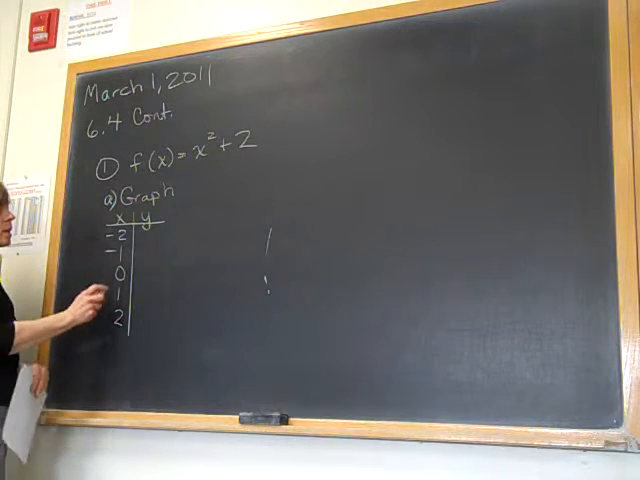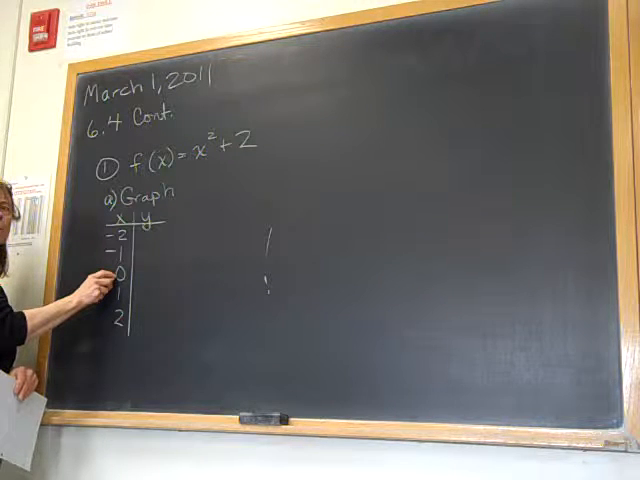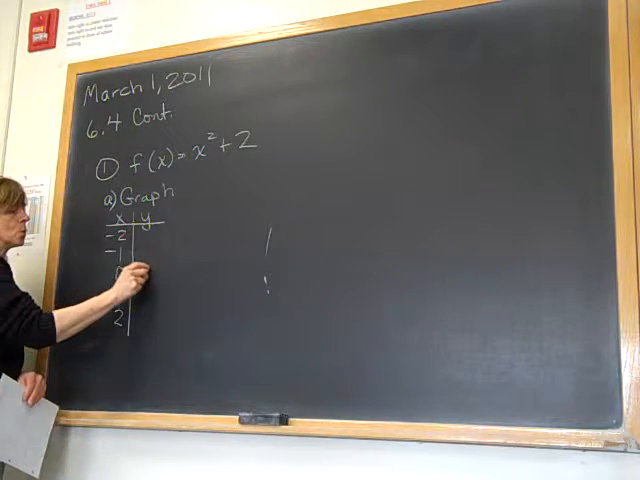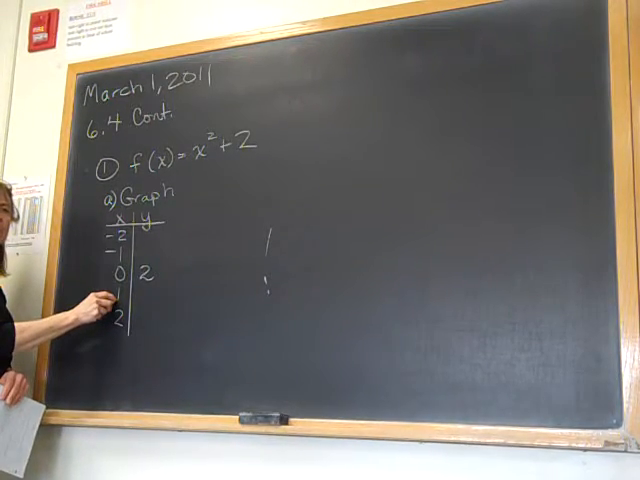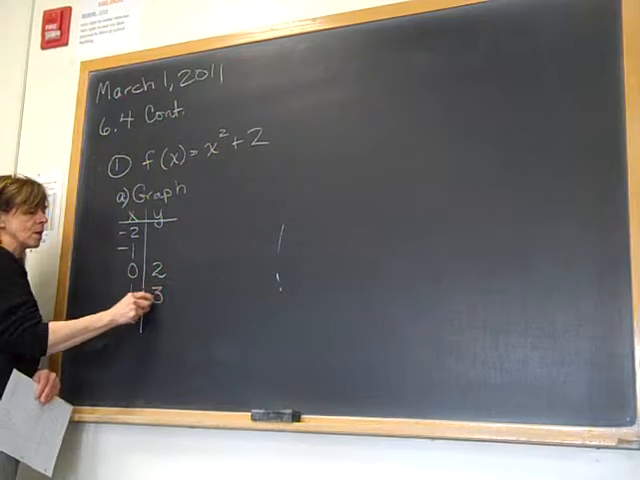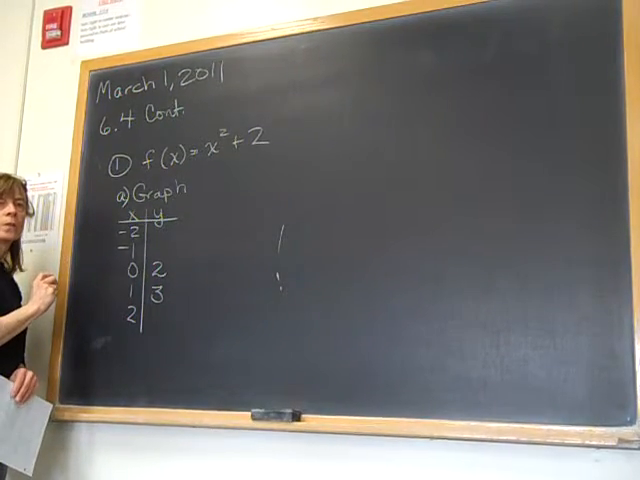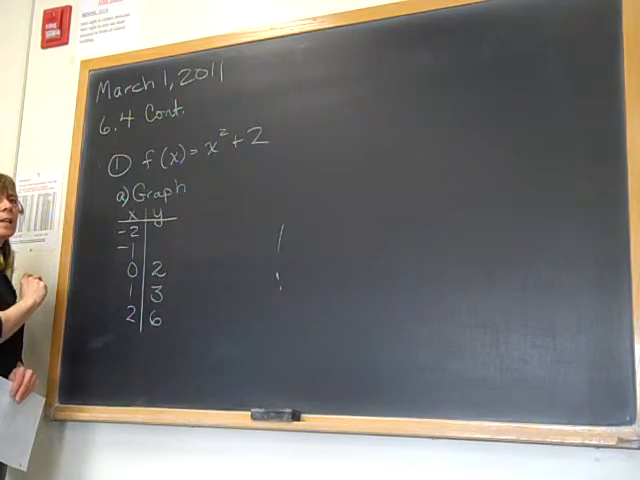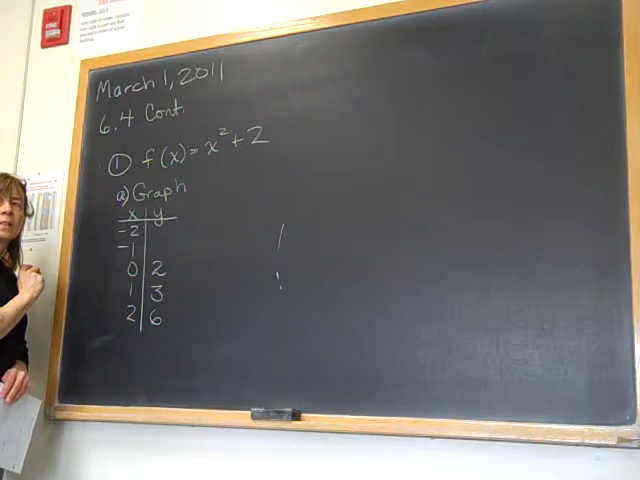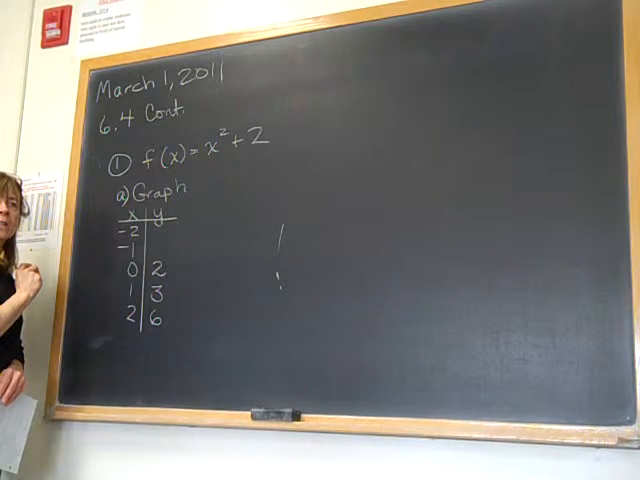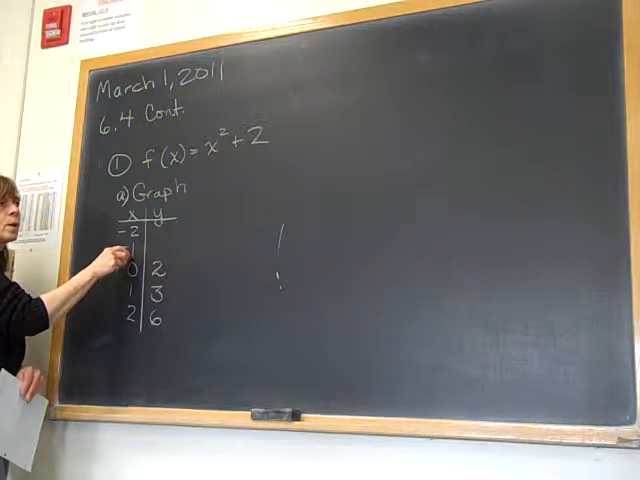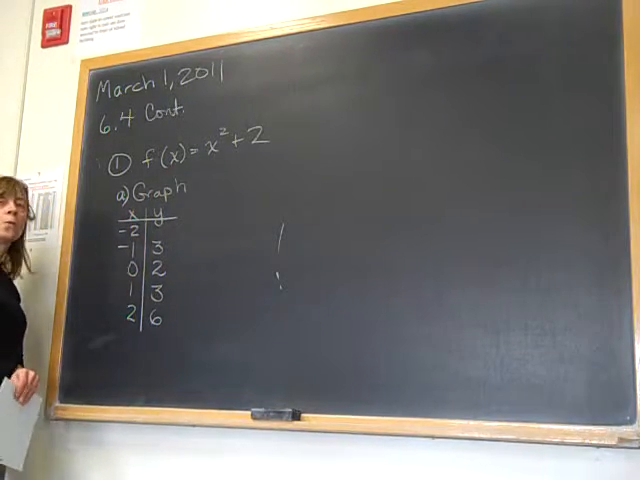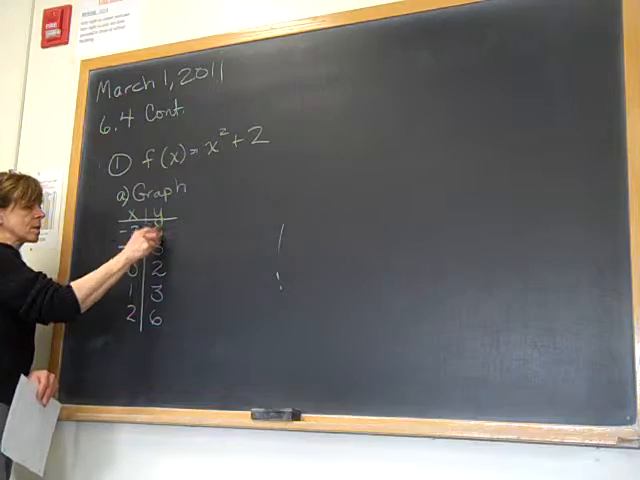So if we plug in for x 0, what are we going to get? 2. If we plug in 1, 3. If we plug in 2, 6. Okay, we did the easier ones first. How about negative 1? So if we square negative 1, it becomes positive 1 plus 2 is 3. And negative 2 will become 6.